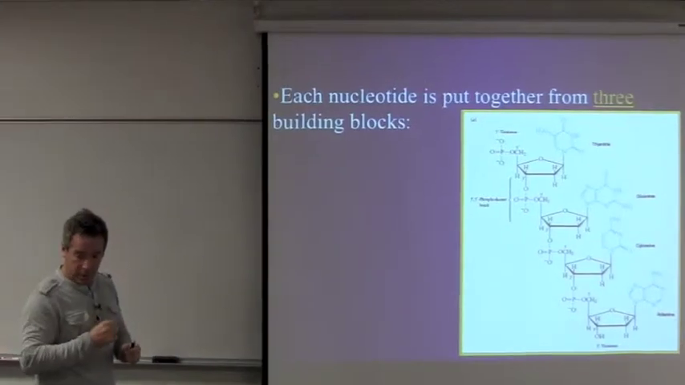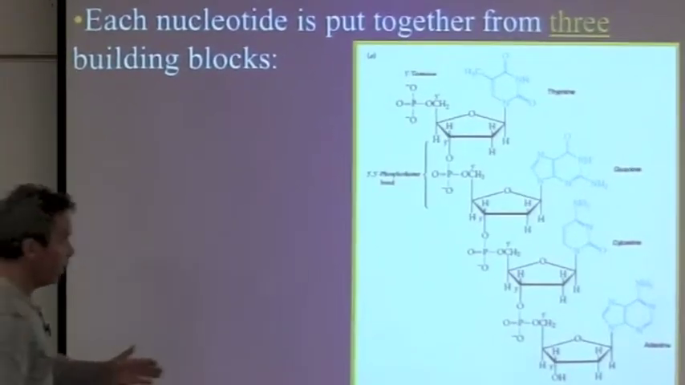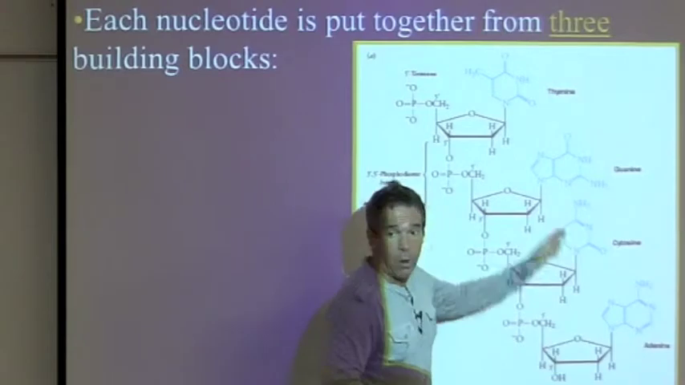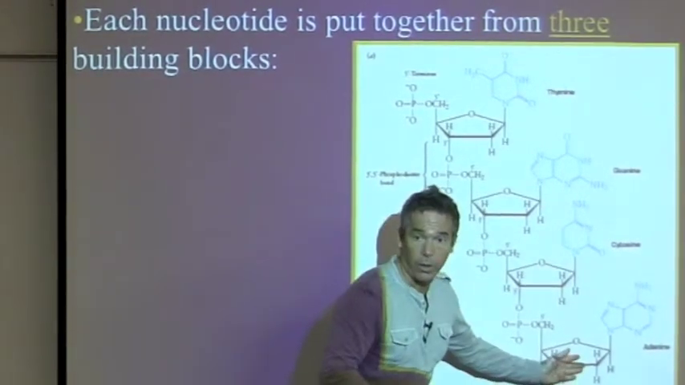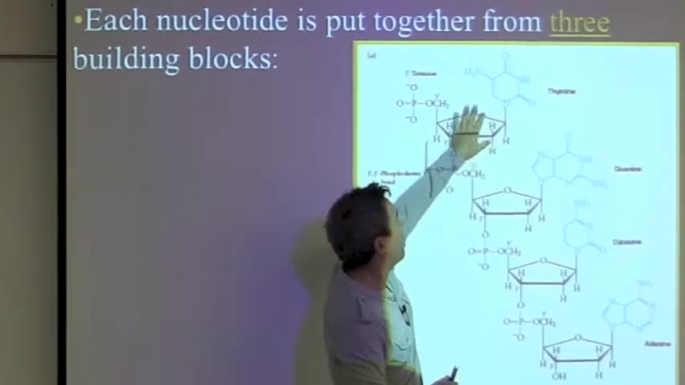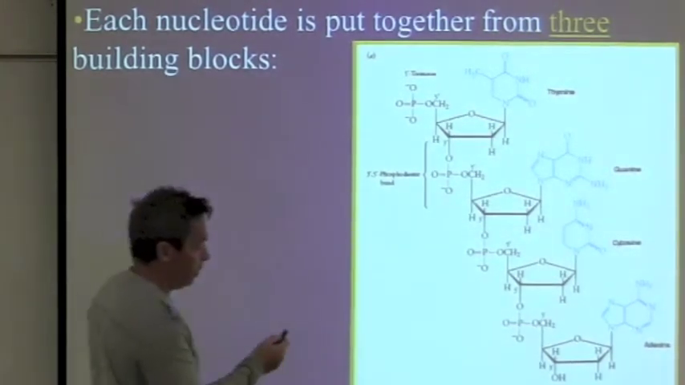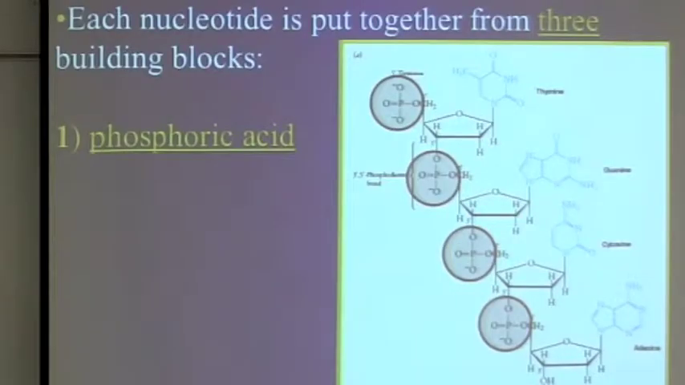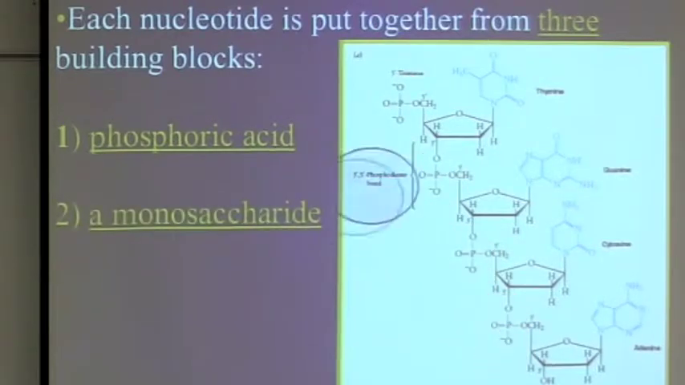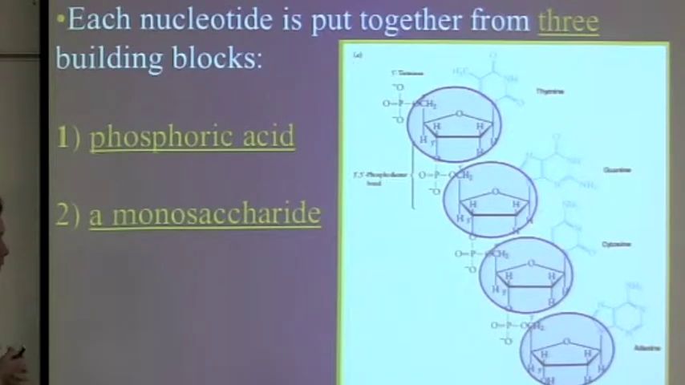There's 3 parts to a nucleotide. This is a small section of a DNA molecule. It has 1, 2, 3, 4 nucleotides. Let's consider the 3 parts of each of these 4 nucleotides. There is a phosphoric acid part. That's called the phosphoric acid part because it comes from phosphoric acid. There's a monosaccharide. Look familiar?